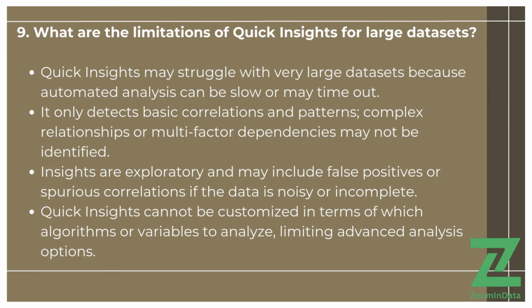Ninth question. What are the limitations of Quick Insights for large datasets? Quick Insights may struggle with very large datasets because automated analysis can be slow or may time out. It only detects basic correlations and patterns. Complex relationships or multi-factor dependencies may not be identified. Insights are exploratory and may include false positives or spurious correlations if the data is noisy or incomplete. Quick Insights cannot be customized in terms of which algorithms or variables to analyze, limiting advanced analysis options.